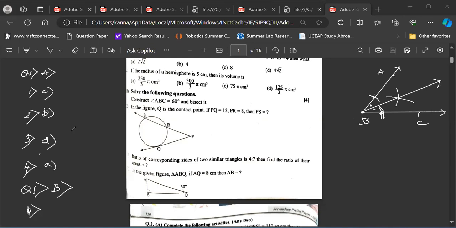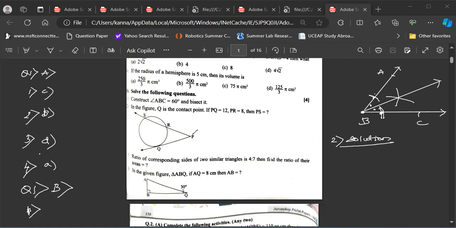Now I go to the second question. Just have a look here. Solution of the second question. Now what is given? You can see the figure, children. In the figure, Q is a contact point. That means PQ is a tangent, and PQ is 12. PR is 8 and PS is asked. PQ is 12, PR is 8, PS is asked, from a point outside the circle.